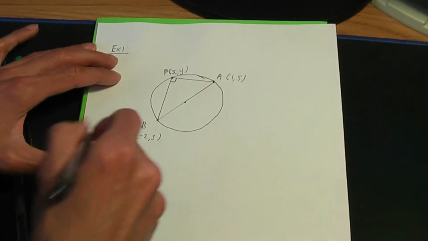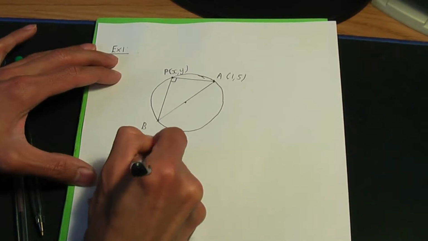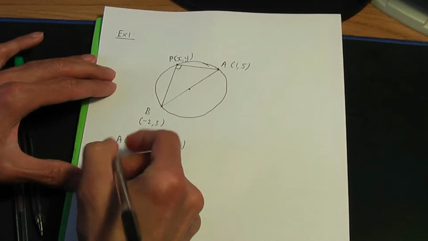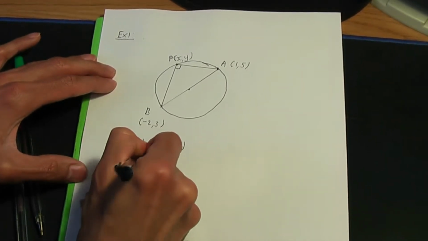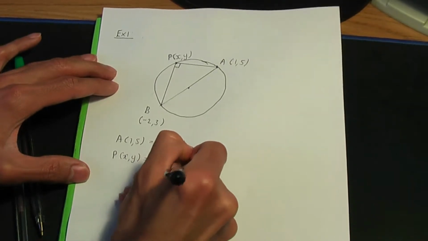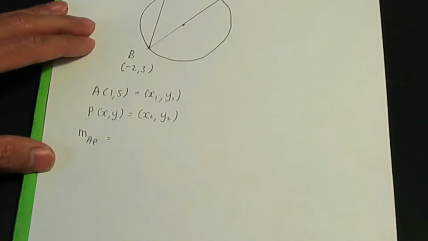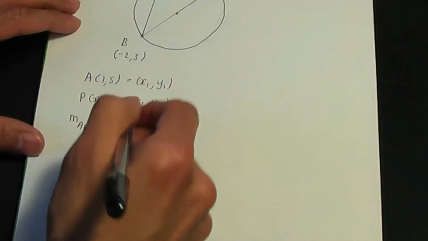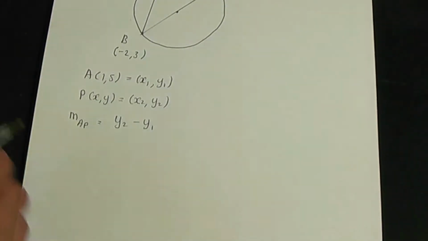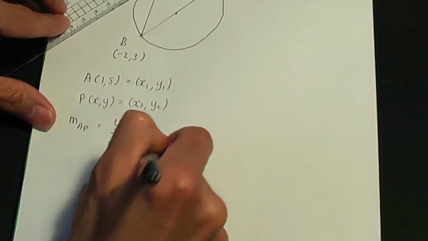So firstly, AP. So I'm going to take A, having coordinates 1, 5, to be my x1, y1. I'm going to take P, so P has coordinates X and Y, to be my x2, y2. Let me work out firstly m AP. So remember, if you have two points, the formula for the gradient is y2 minus y1 divided by x2 minus x1.